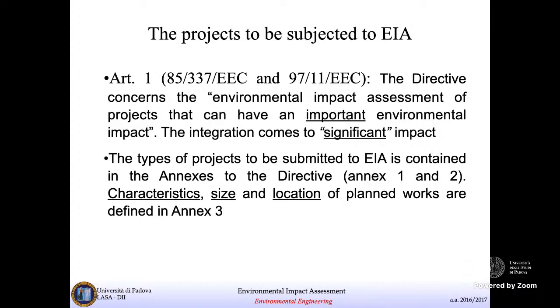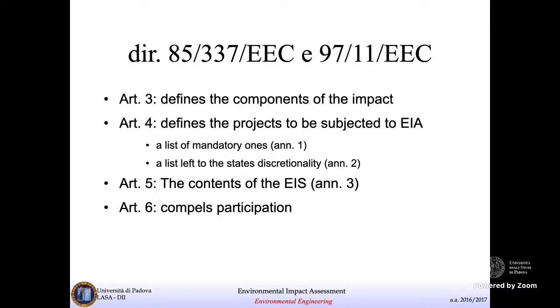The types of projects to be submitted to environmental impact assessment procedure are contained in the annexes to the directive, in particular Annex 1 and Annex 2. And in these annexes, it is specified that the characteristics, the size and location of the planned works, defined in Annex 3, shall give an indication of which are the projects that are expected to be submitted to environmental impact assessment procedure. Is this clear? Do you have any questions?